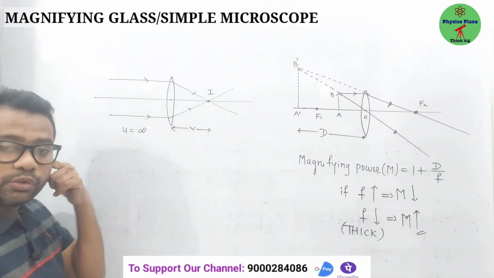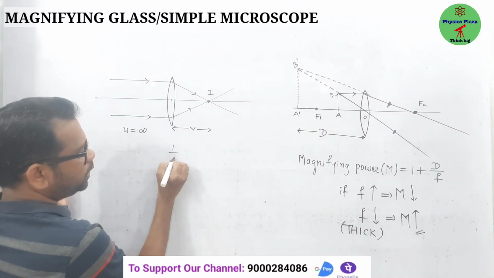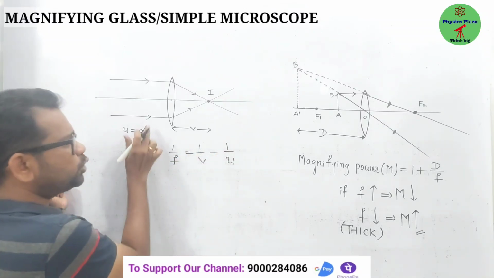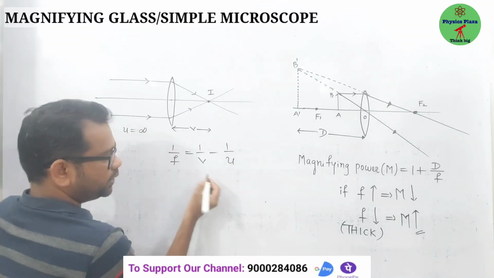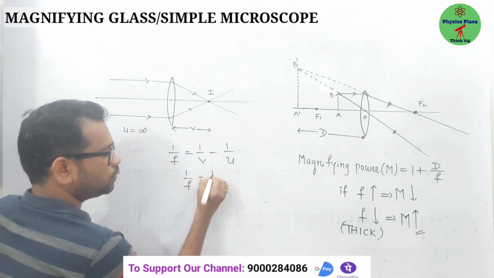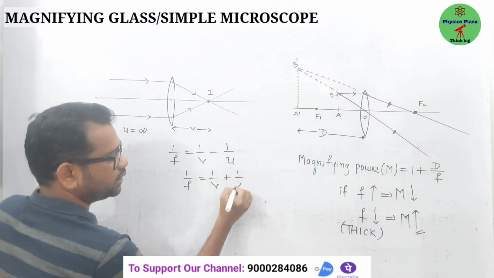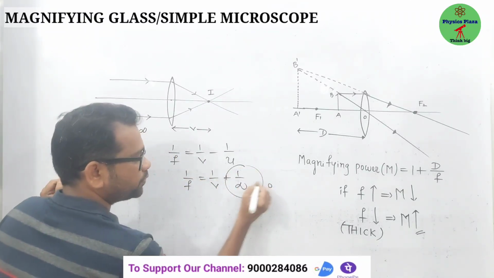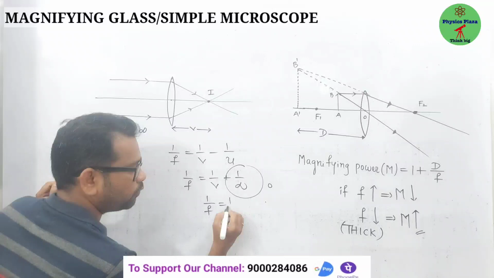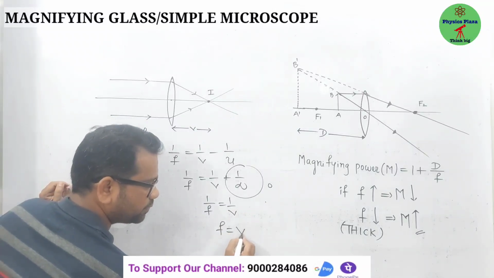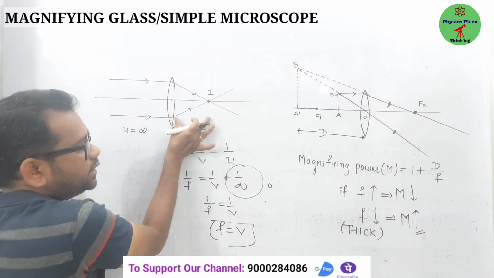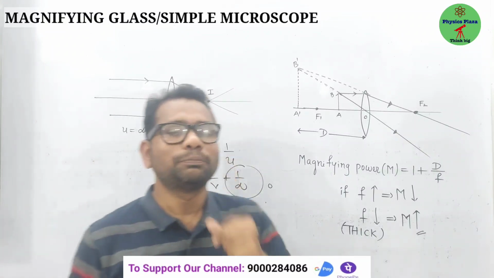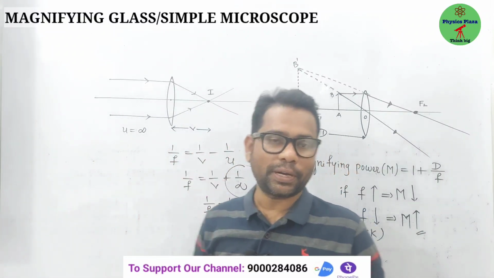Now, use the lens formula: 1 by F is equal to 1 by V minus 1 by U. So U should be negative. Anyhow, this is going to be infinity, right? 1 by F is equal to 1 by V plus 1 by infinity. Why am I taking plus, children? Because it is on the left side, the object distance is negative. But 1 by infinity is 0. So here 1 by F is equal to 1 by V. So F is equal to V. Now, the distance which you will get here is the focal length. This is a simple manner in which we can determine the focal length of a convex lens experimentally.